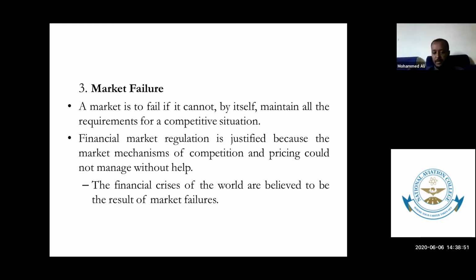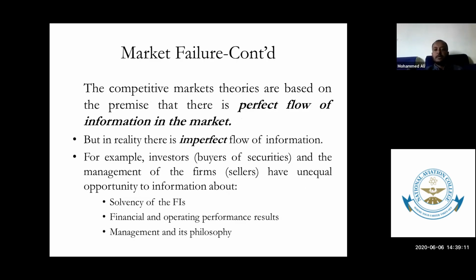affect the financial failure. Therefore, market failure means a financial crisis occurred due to problems of the market, due to competitive problems, due to information asymmetry problems. Basically, market failure specifically arises from imperfect flow of information. The main assumption of a perfect market economy is perfect flow of information in the market. This means everyone in the market can get similar and equal information about everything. But in reality, there is market imperfection or an information asymmetry problem in the market.